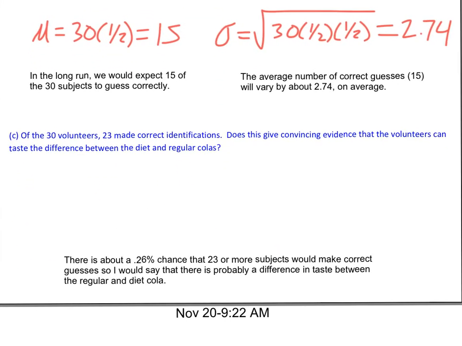Now on this last part here, does the fact that 23 out of 30 give convincing evidence that the volunteers can taste the difference? You don't need to write this out in your response. This is just for your notes. It's a binomial CDF that is going to help me take a look. I want to figure out the probability that, if they're guessing, at least 23 would guess right.